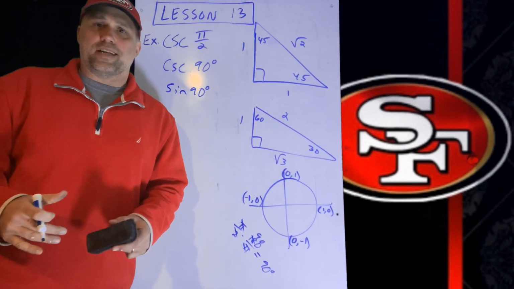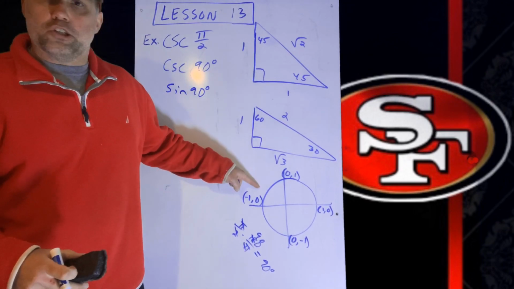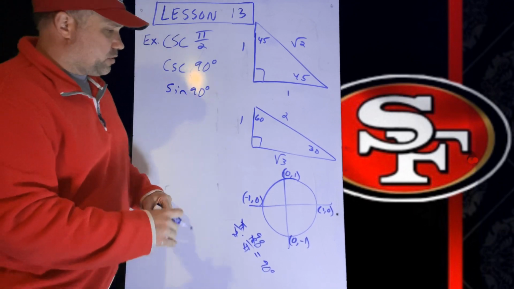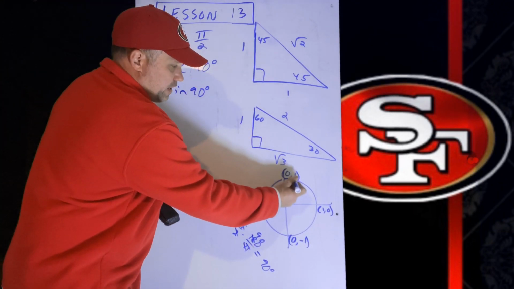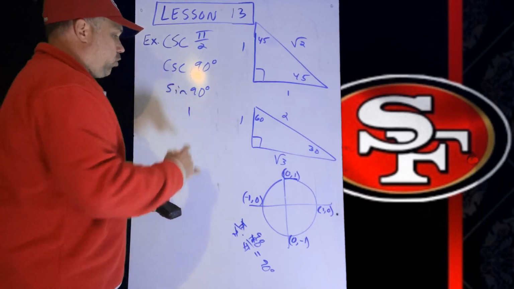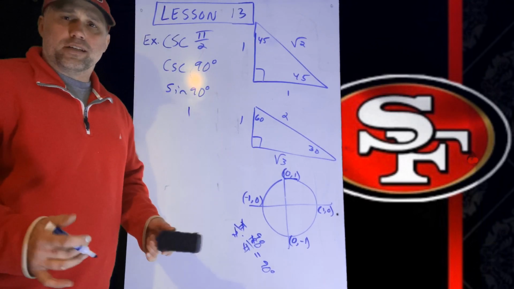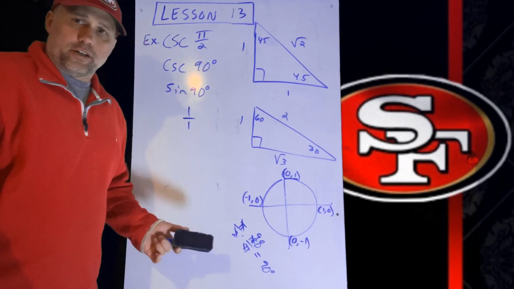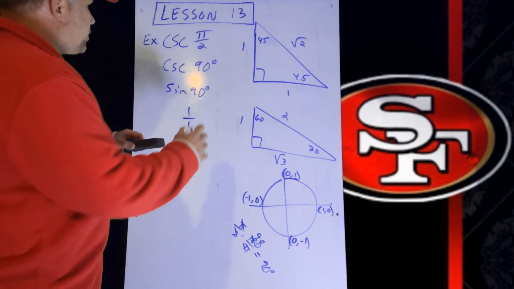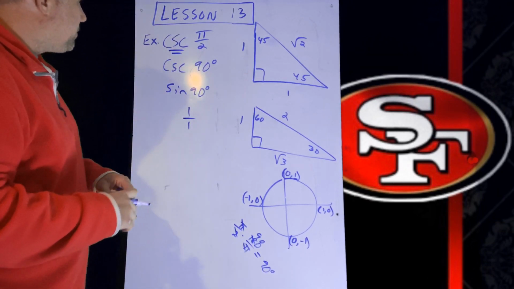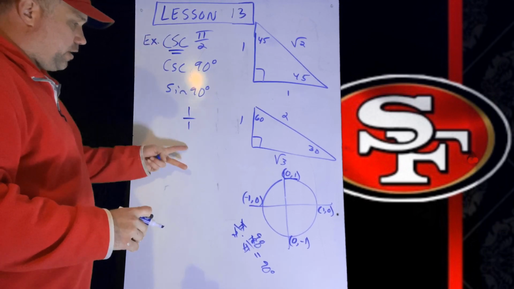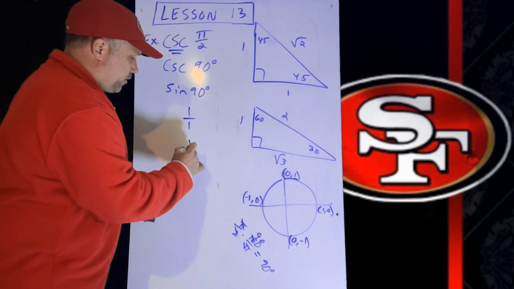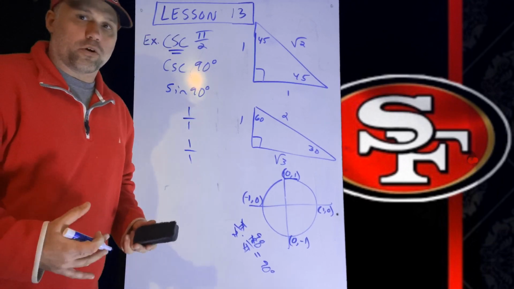Where do I get the sine of 90? Unit circle. All right, unit circle, right here is 90 degrees. Sine is your y value. So the sine of 90 is 1. Now 1 is really 1 over 1. Now remember, the original question was the cosecant of that. Well, when I take the cosecant, that means I have to take the sine and flip it. Well, when I flip 1 over 1, I still get 1 over 1.